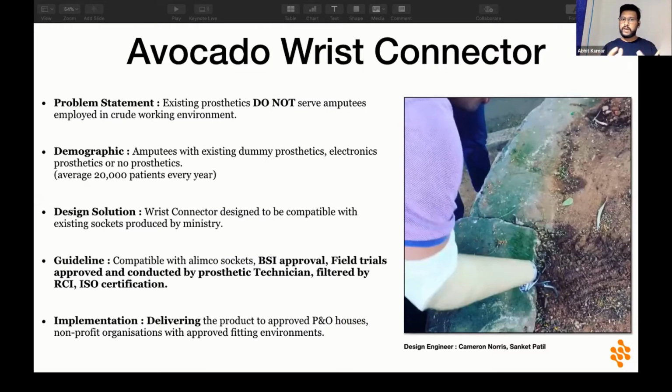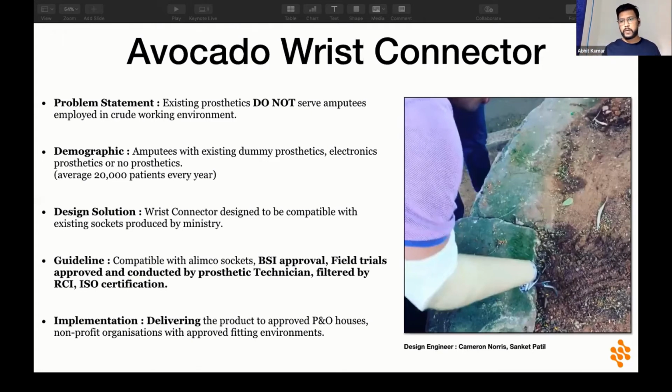The demographic, as I mentioned, was people who are either using these dummy prosthetics or electronic prosthetics, or even no prosthetic at all, but required a solution for their employment-based activities, farming, industrial activities, or any other activities which require a crude working environment or crude working surfaces, and a product to withstand those sorts of environments.